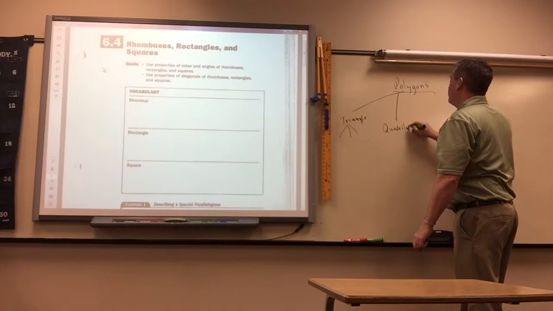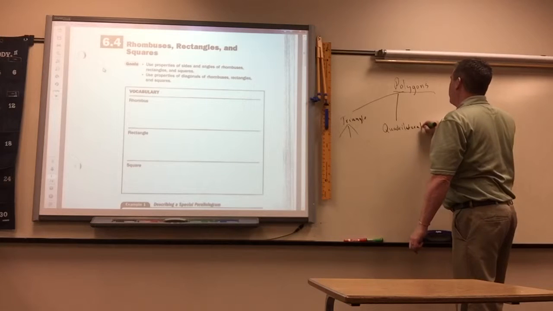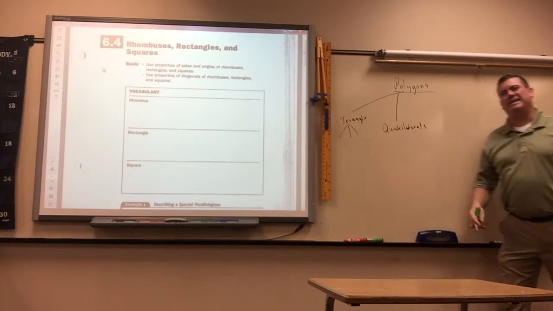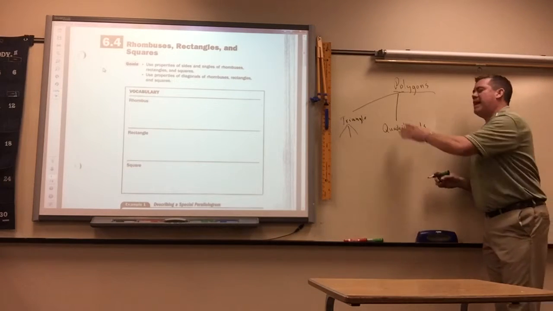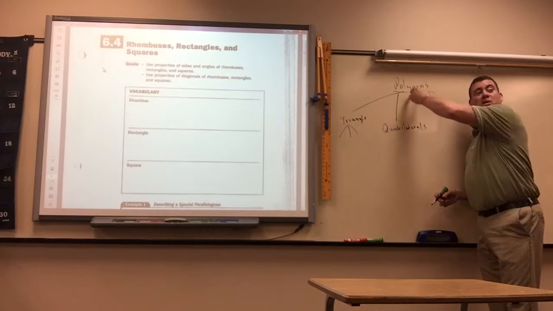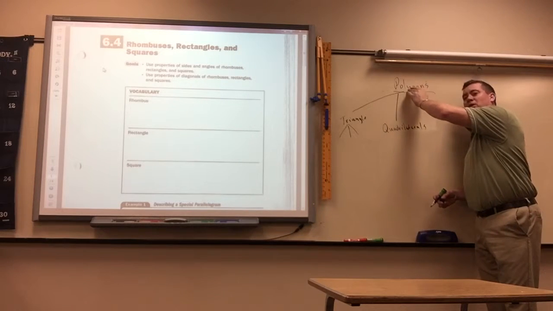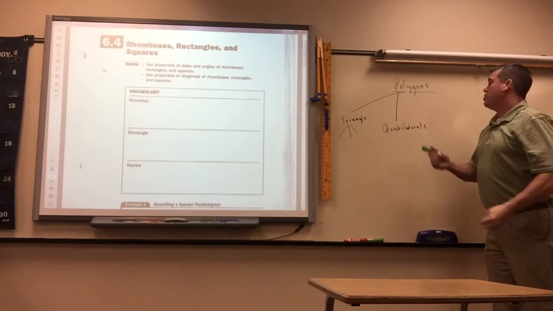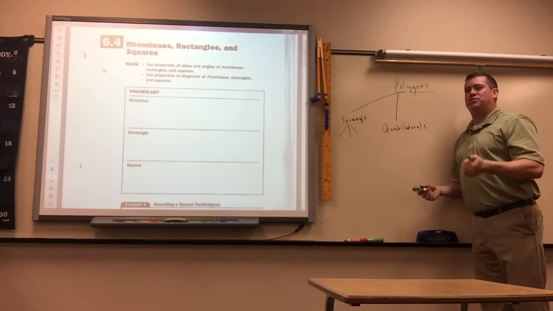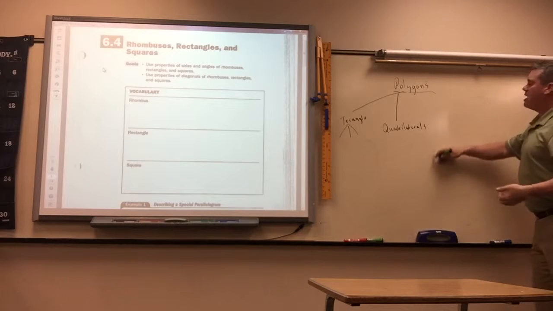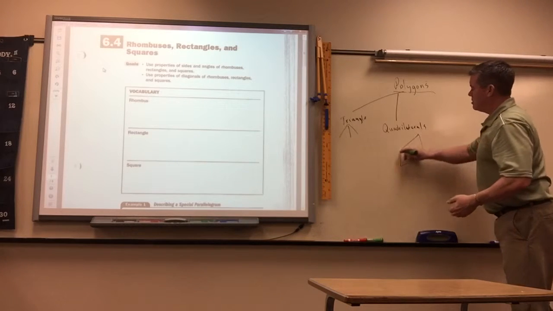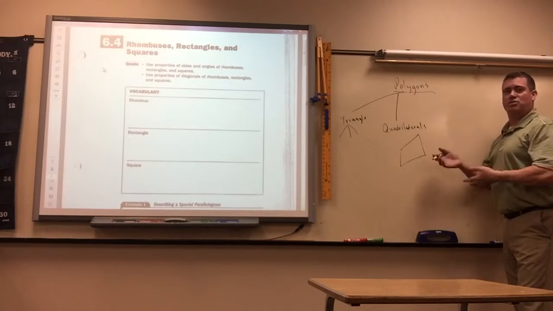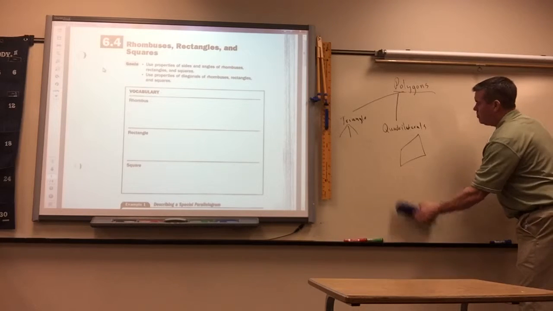So every quadrilateral is a polygon, but is every polygon a quadrilateral? No, because it could be other types. So quadrilaterals are split into different types. If you saw a picture like this, it's just a plain old quadrilateral. It has no special name to it.